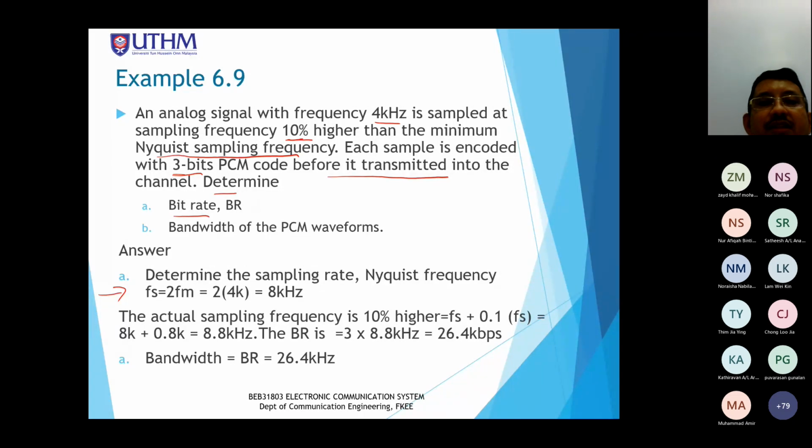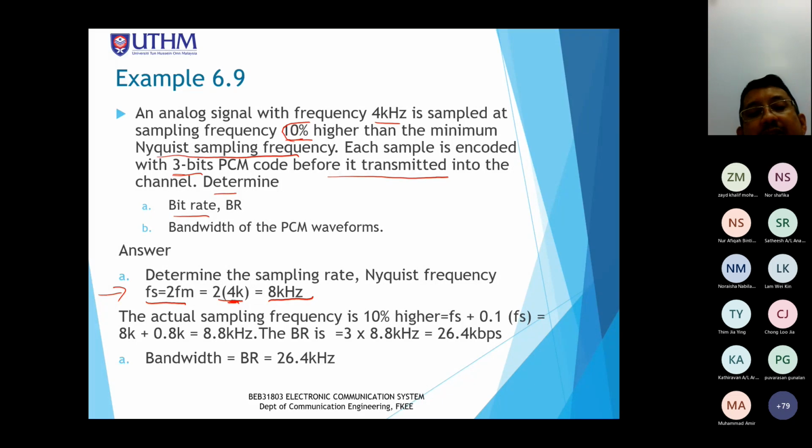The sampling rate is 10% more than the minimum Nyquist rate. So we need to know what the minimum Nyquist rate is. The minimum Nyquist sampling rate would be 2 times FM, 2 times 4 kilohertz, where 4 kilohertz is the highest input frequency. So we get 8 kilohertz for the minimum Nyquist sampling rate.